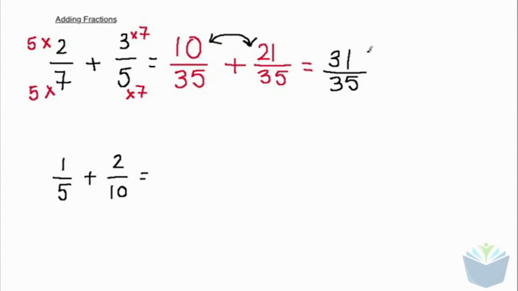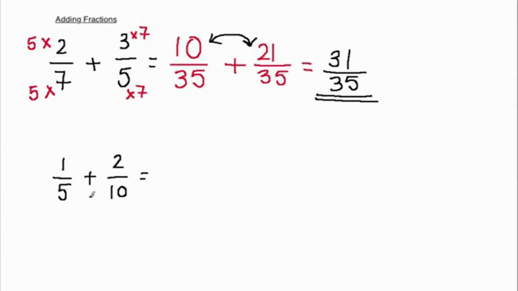31 over 35 is the simplest fraction it can be. This cannot be cancelled down in any way. So the final answer is 31 over 35. Let's have a look at the example at the bottom here, the second example.